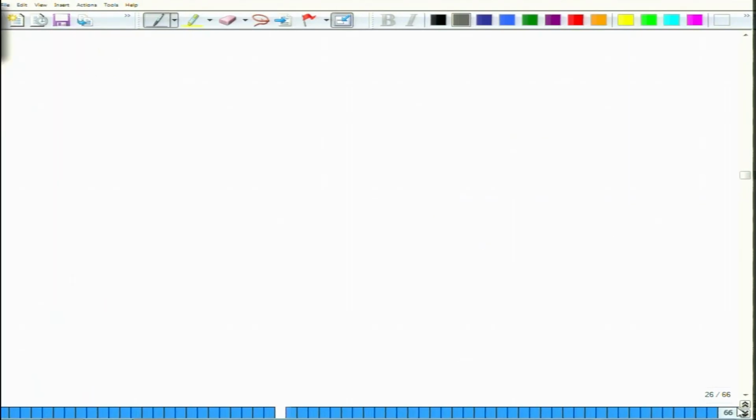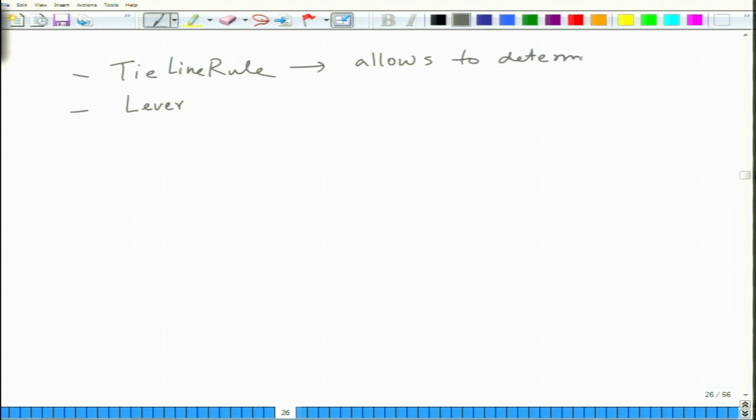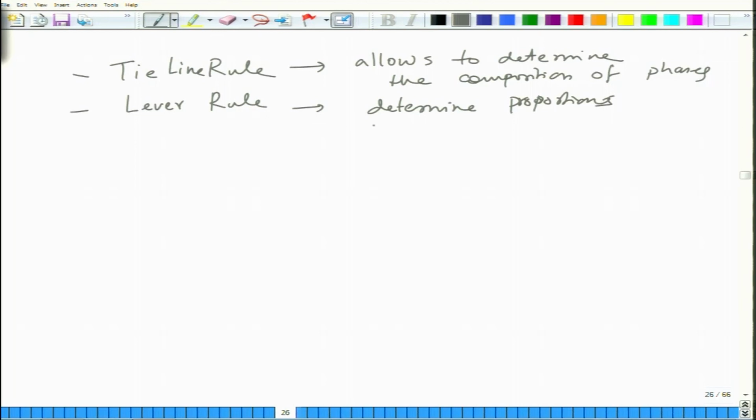And then we looked at various kinds of phase diagrams and the microstructure evolution. The two important things that we discussed were the tie line rule and the lever rule. The tie line rule allows us to determine the composition of phases in equilibrium, whereas the lever rule allows us to determine the proportions. We did a few exercises on them as well, and these can also be related to the microstructure evolution that takes place.